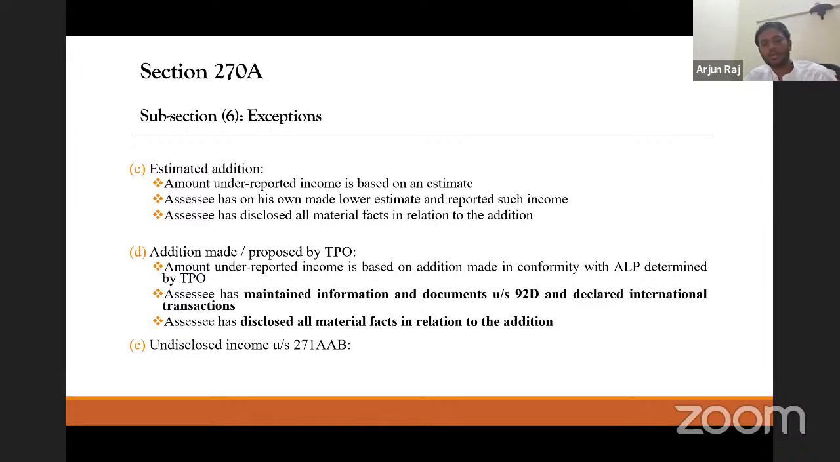The last exception is 270AAB. As I have already stated, there are different natures of income. Undisclosed income is a specific income which is quantified in consequence of a search conducted. And once an income falls within the definition of undisclosed income, either in the search year or 1 year prior to that, then the same cannot fall within the ambit of underreporting of income for the purpose of levying penalty under section 270A. So these are the 5 exceptions that have been carved out in 270A. Subject to the fulfillment of the conditions, the assessee can take advantage of these exceptions.